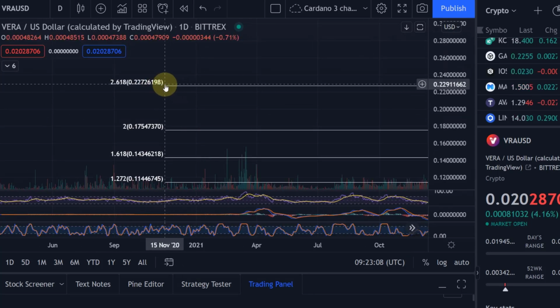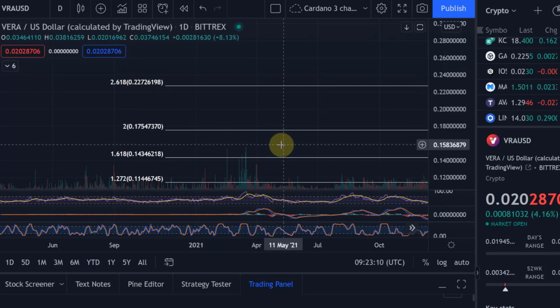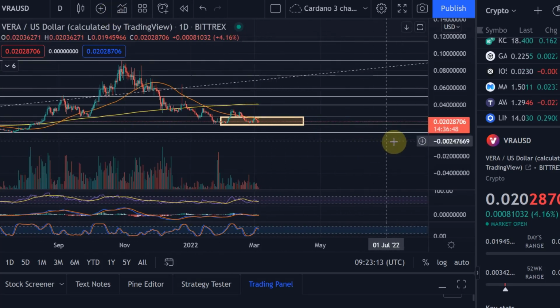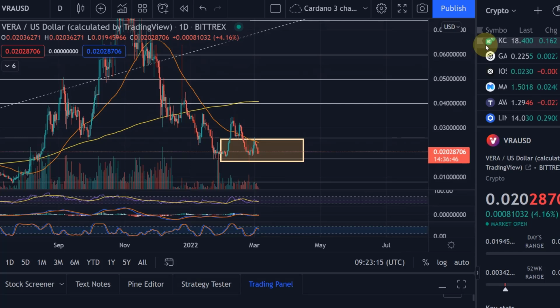It will most likely be higher, maybe more around 22 cents, which would be already a 10x for the next wave up. This is not a super long-term target. This would be the target for the next major wave up, so rather medium term, okay? You can see here how the price is reacting to these Fib levels.